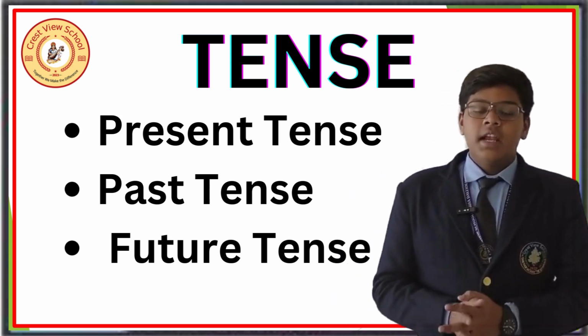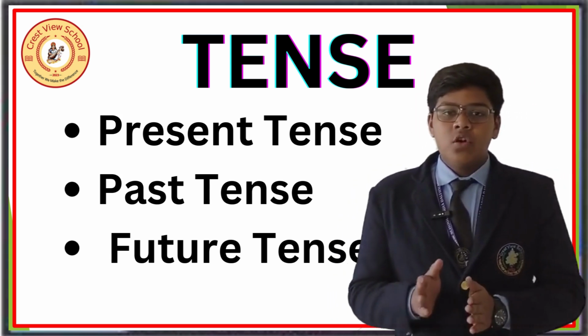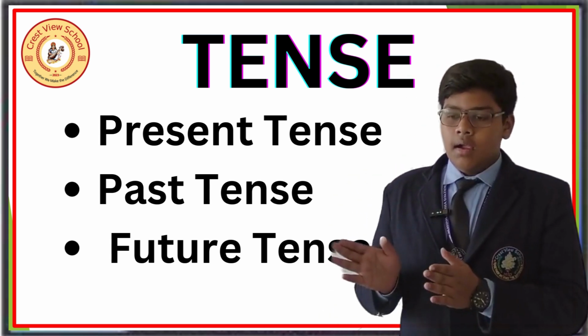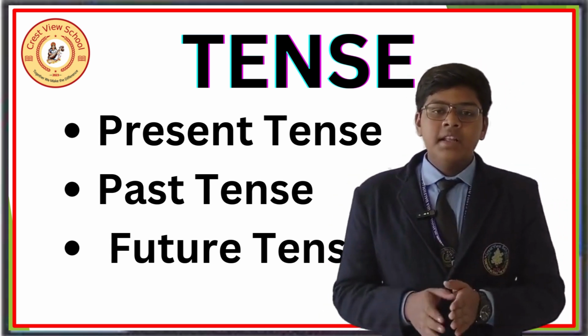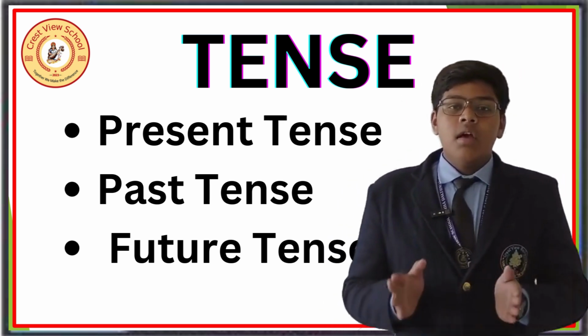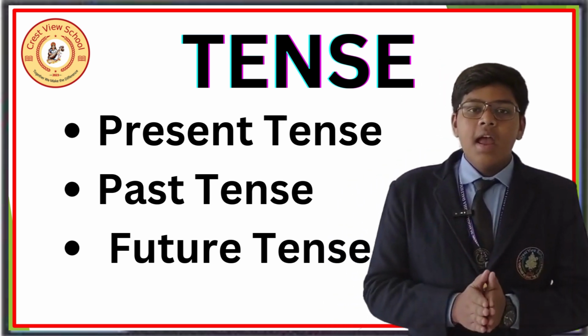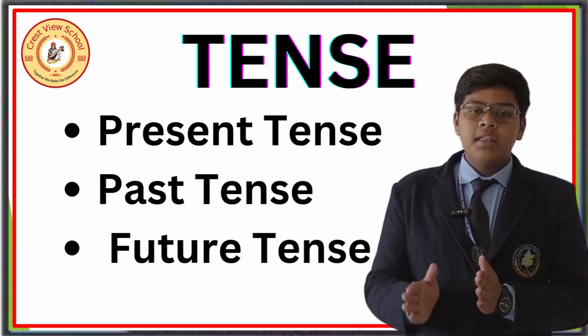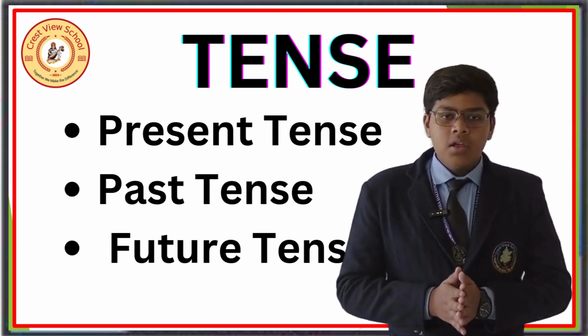And the second example of present perfect continuous tense is: they have been completing their work. We use have been with they because they is a plural subject, and completing is the present participle form of the verb.